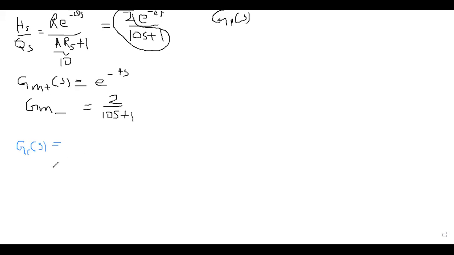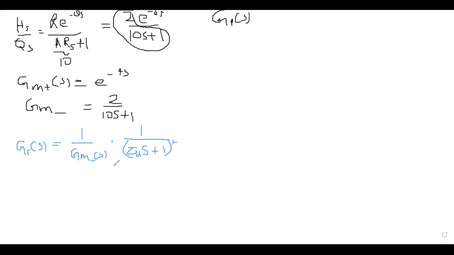So the GCS is given by 1 over GM minus S into 1 over GM plus S to the power of R, right?